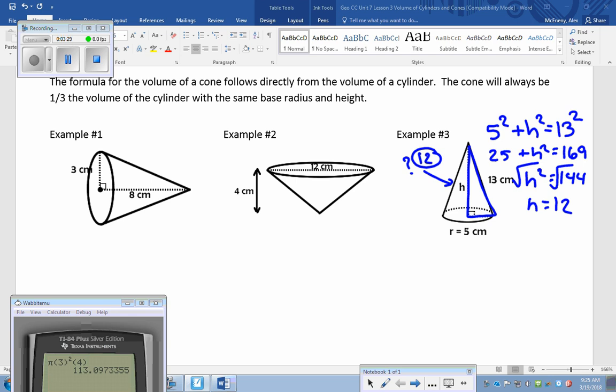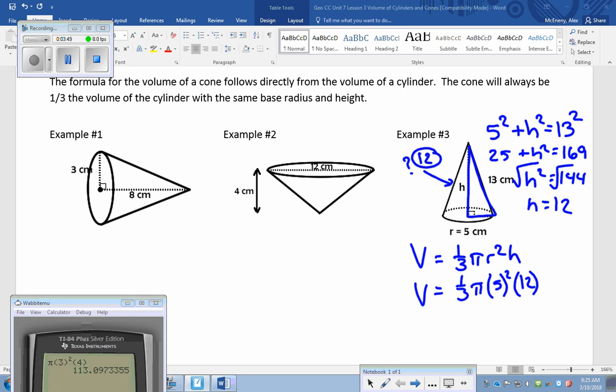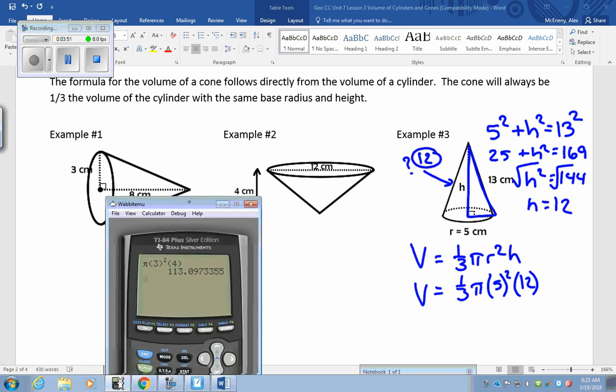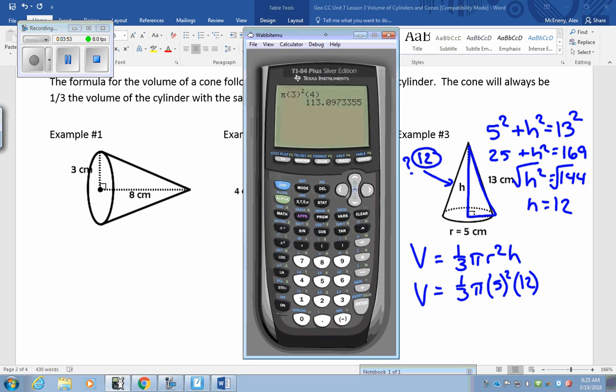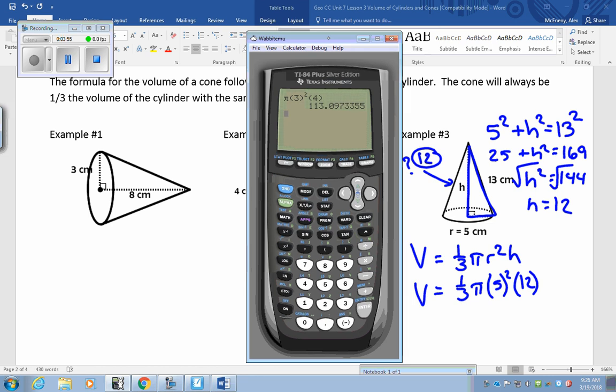So we're going to be using 12 for our height. So I'm going to go ahead right now again and write down my formula. And because it's a cone, it's got the 1/3 with it. The next thing I'm going to show is my substitution. Pi, and we have 5 squared and 12. Now I'm going to use the calculator, and again I'm going to express my answer 2 ways. I'm going to express it in terms of pi and then to the nearest tenth.